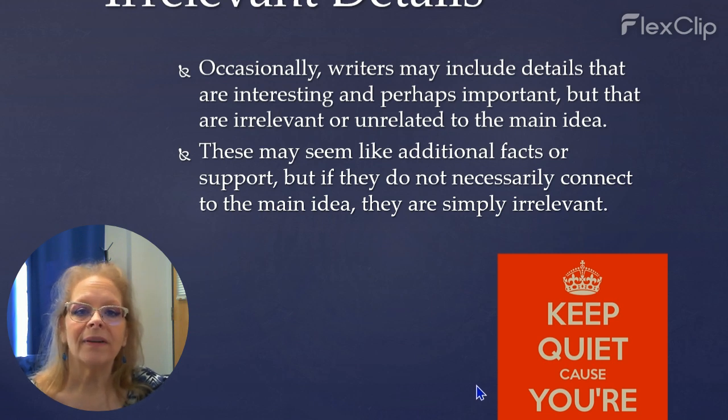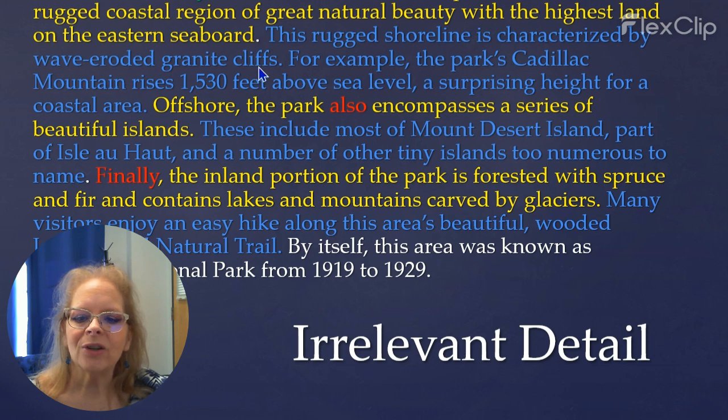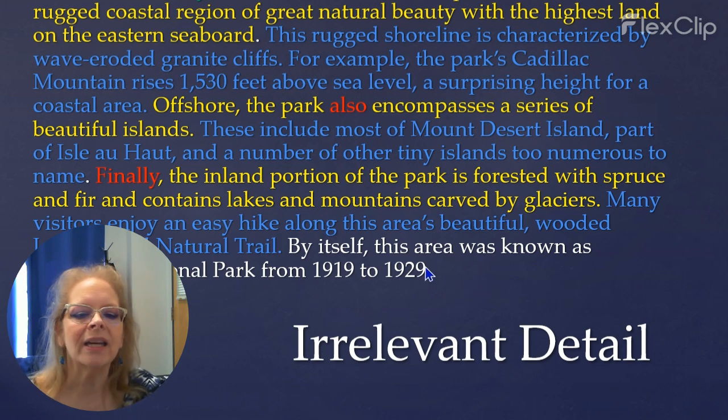And then sometimes you have irrelevant details. These aren't really major or minor supporting details, they're just kind of a little extra fact. So back to our Acadia National Park, we have already read that one, but at the very end we have, by itself, this area was known as Lafayette National Park from 1919 to 1929. It doesn't support anything in here, it's just kind of an extra little detail. And so those you don't really have to worry too much about.